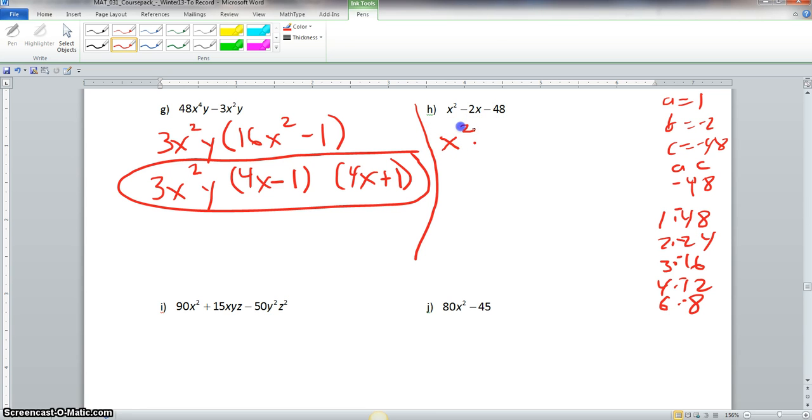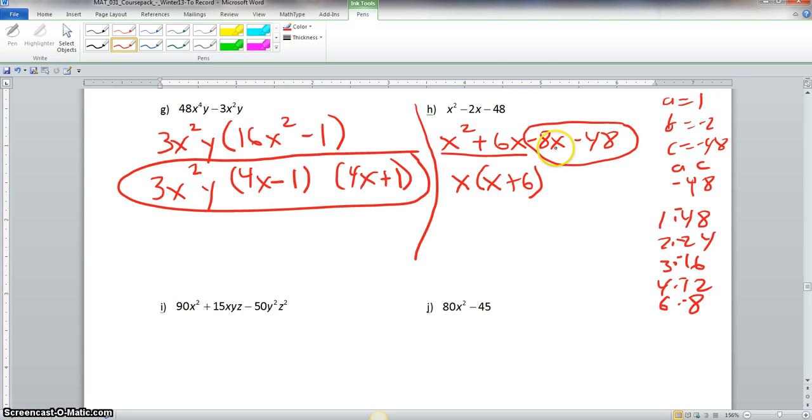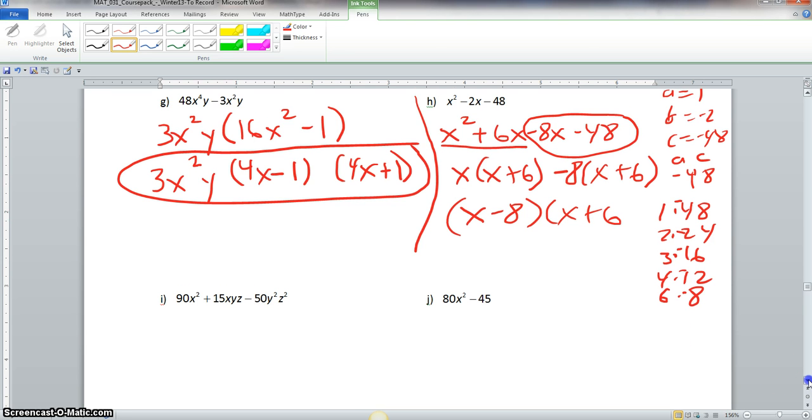So we have x squared plus 6x minus 8x minus 48. We group the first two terms, we can factor out an x, and we'll be left with x plus 6. We group the second two terms here. Since our first term is negative, we'll factor out a negative 8, and that will leave us x plus 6. So our final answer would be x minus 8 and x plus 6. And we're done with that problem.